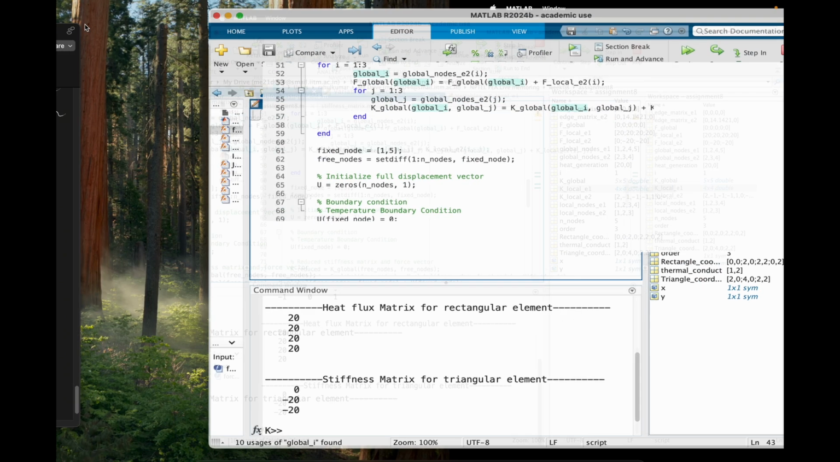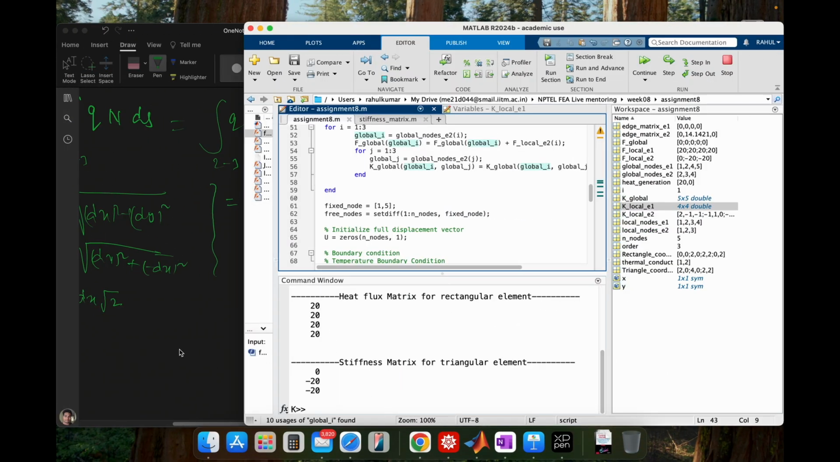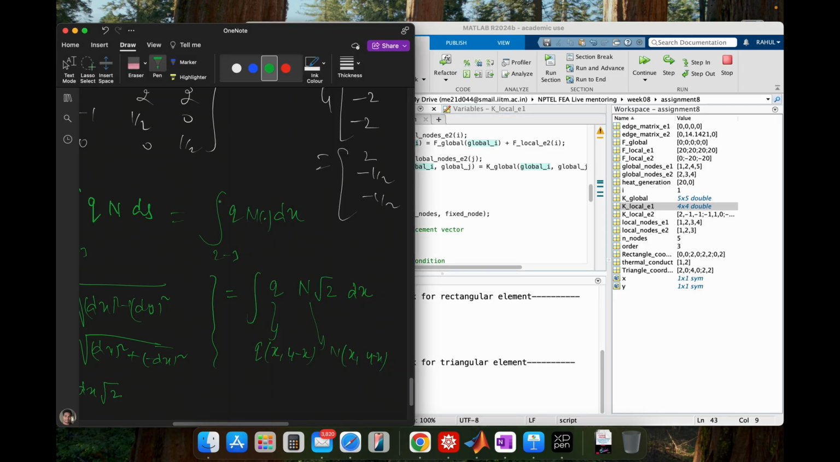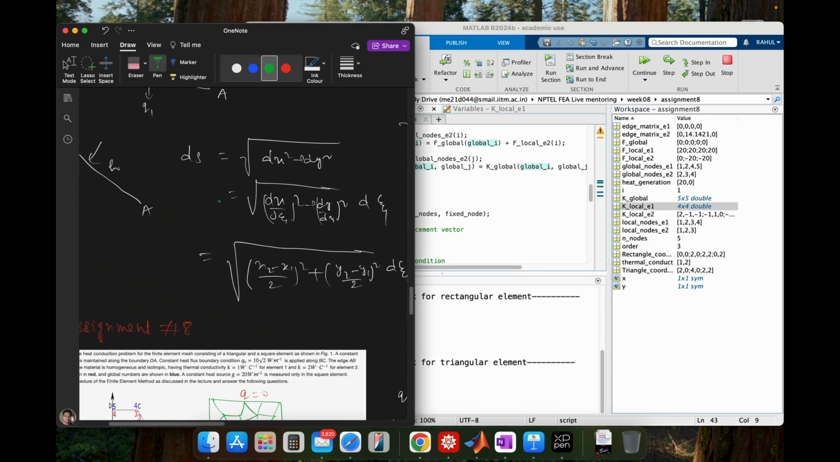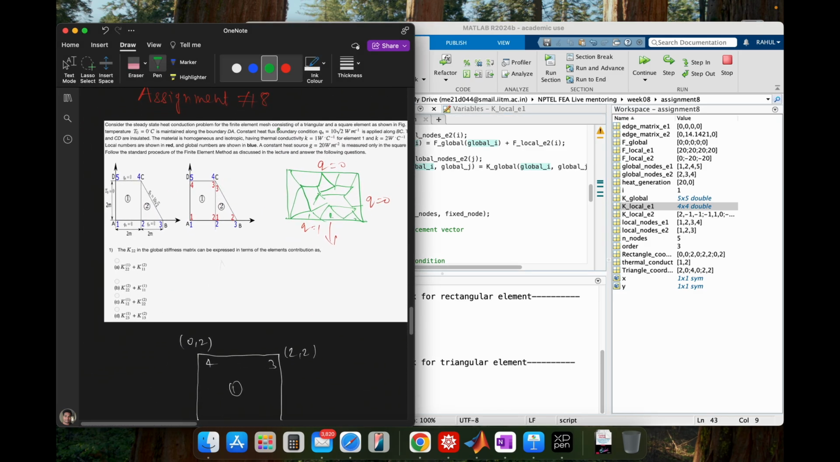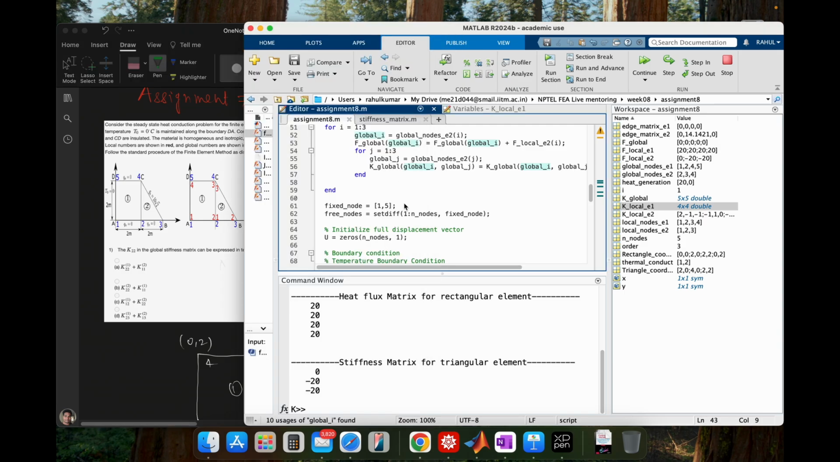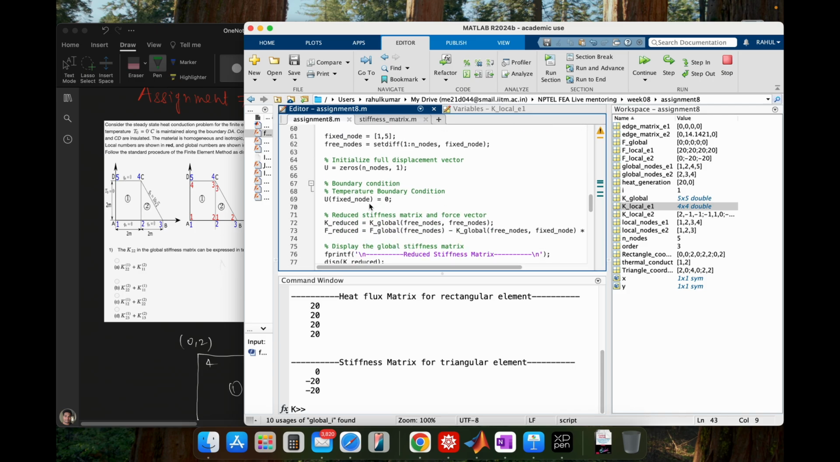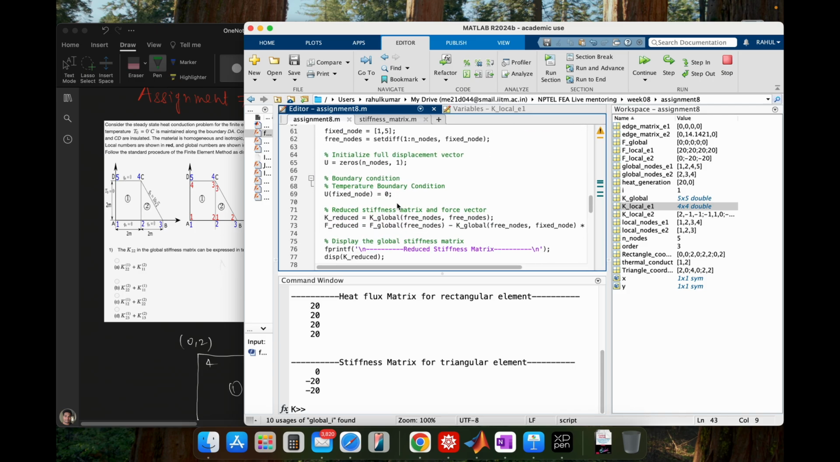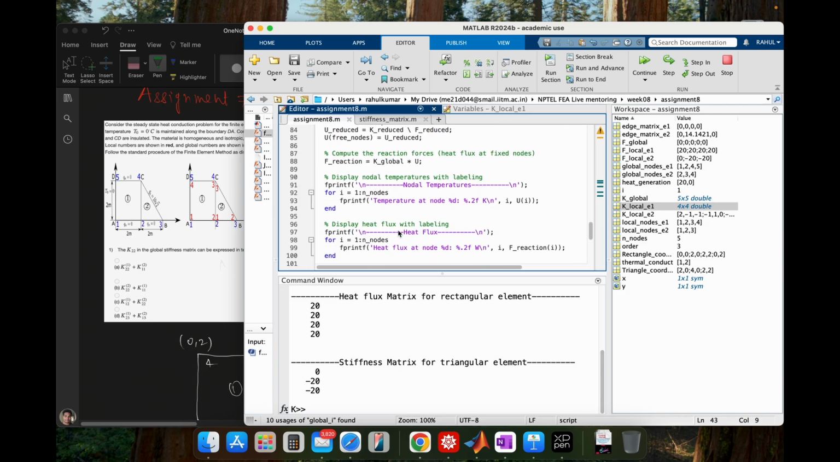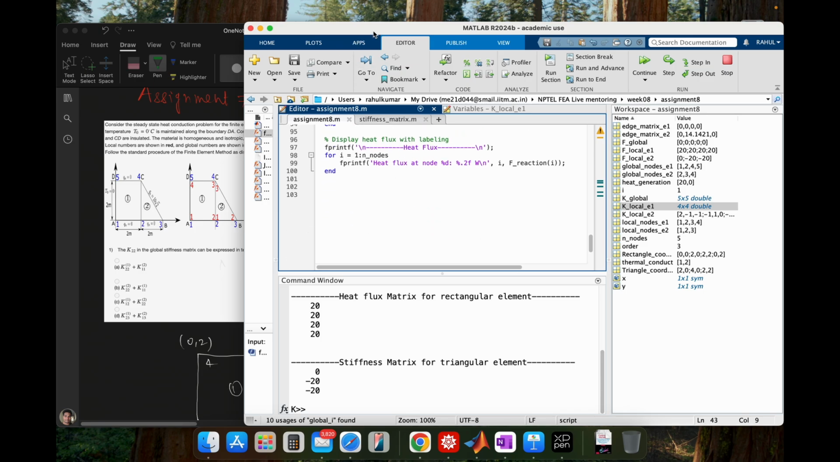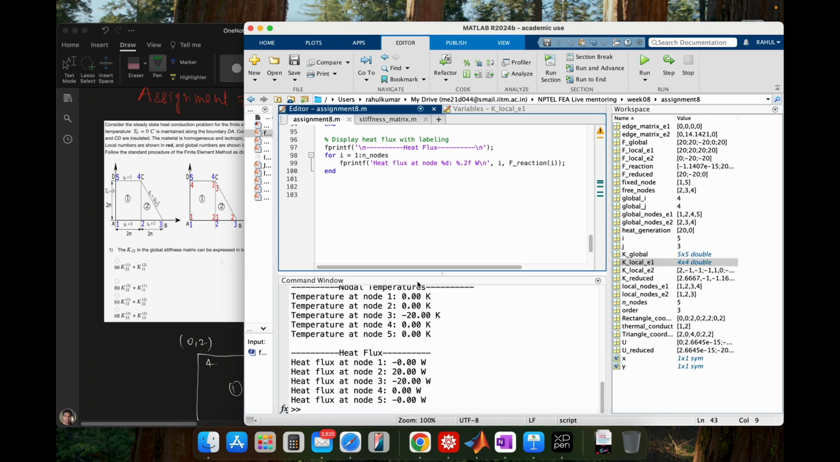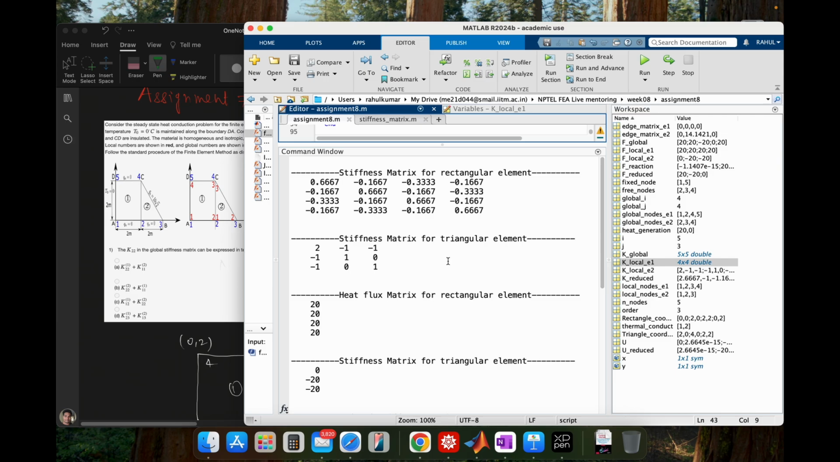Also we need to set the boundary conditions. What is the boundary condition? The temperature at node 1 and node 5 should be 0. So the fixed nodes should be 0, and then it will find all the temperatures. So let's continue this code. Okay, so this is the solution.